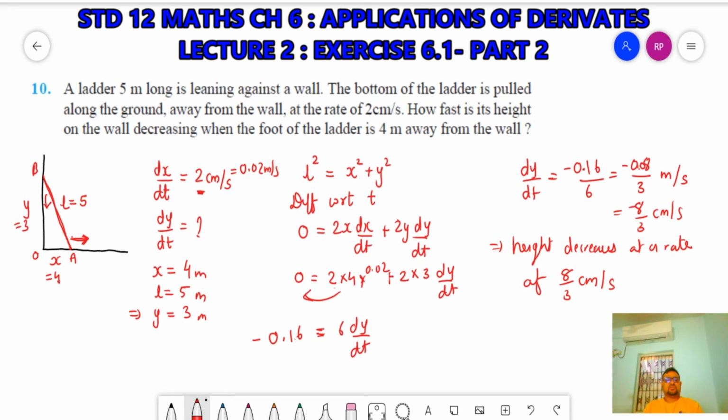So this was about question number 10. What I did was draw a ladder and take its length. x is given as 4 meters, and at that time the height will be equal to 3 meters. I put down the values of dx by dt, x, and L, and found y using Pythagoras, the formula for a right angle triangle. Then I differentiated and found dy by dt. So that was question number 10. Just note it down.